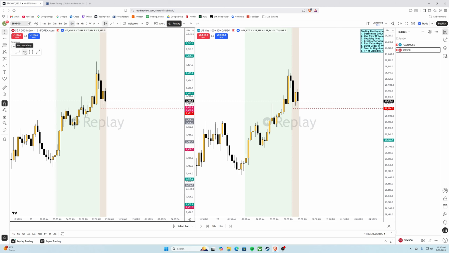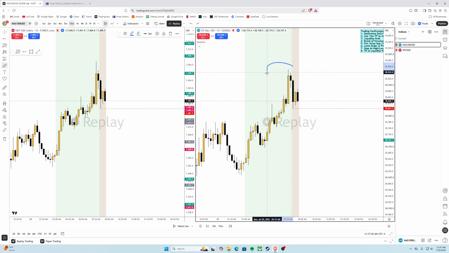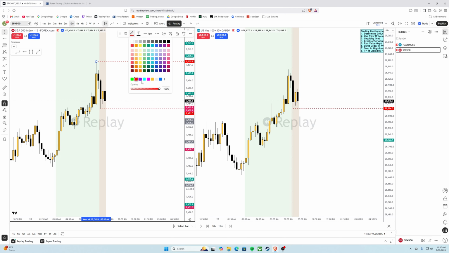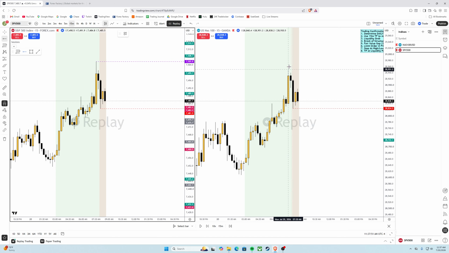So now it's time to mark some obvious targets. Up here, this is the high of London, because this green background is the London session. That is the high of London. Same if we look at the NAS, this high right here is the high of London. So to me, those are immediate low-hanging fruit, immediate upside targets.